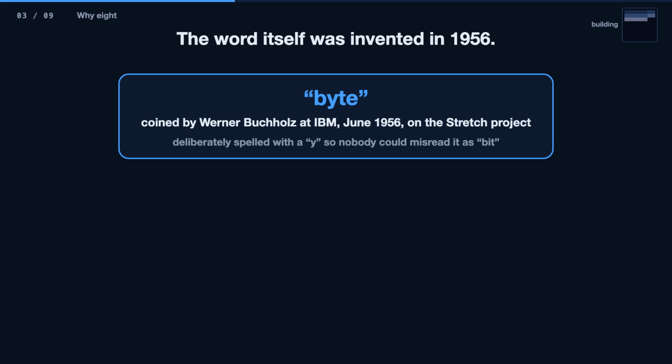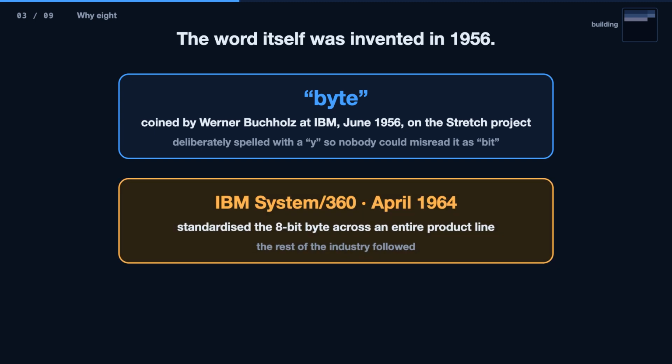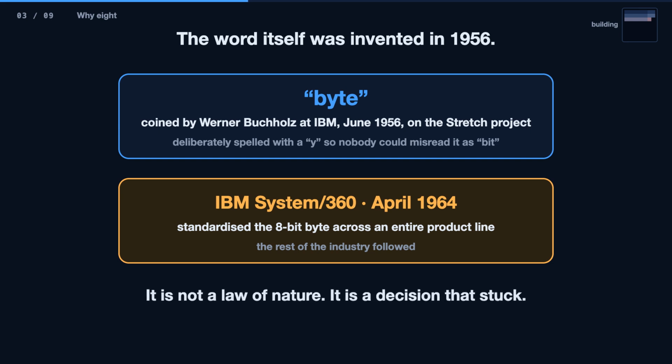The word byte was invented in 1956 by Werner Buchholz at IBM on a machine called Stretch. He deliberately spelled it with a Y, so nobody would misread it as bit in a memo. Then, in April 1964, IBM shipped the System/360 and standardized 8 bits across an entire product line. The rest of the industry followed.